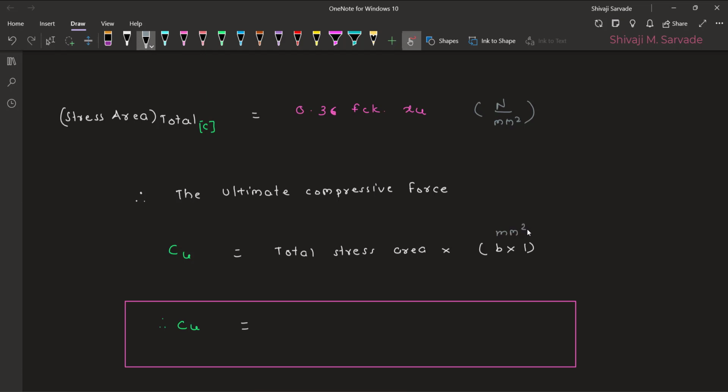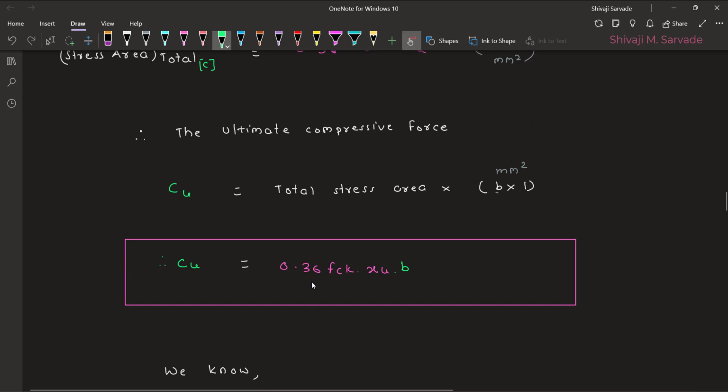Let's say this is the area in millimeter square, which includes the width of the section and the unit width. So the total stress area is nothing but 0.36 FCK into XU. Now I'll add this B. Instead of writing 1, I'll simply keep it like this. This is our total compressive force, 0.36 FCK XU into B. You'll have to remember that the total compressive force comes out to be 0.36 FCK XU into B.